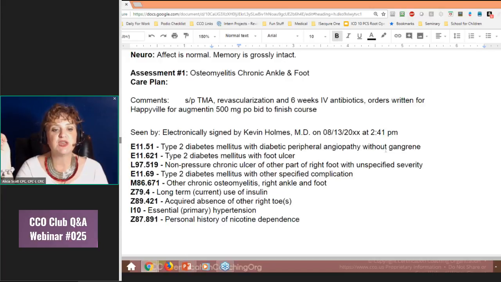Okay, so now wrapping up the other codes, we have a type 2 diabetic that's on insulin. They're on long-term insulin, which is Z79.4.